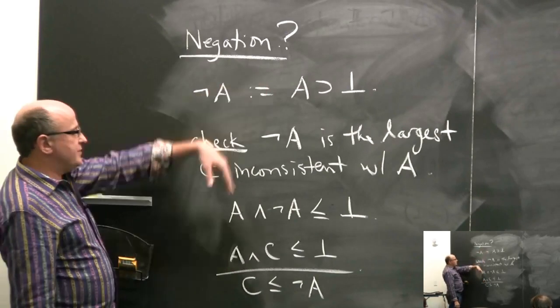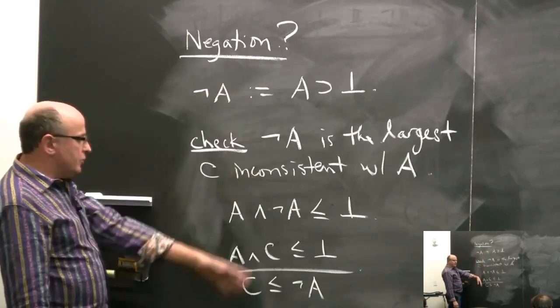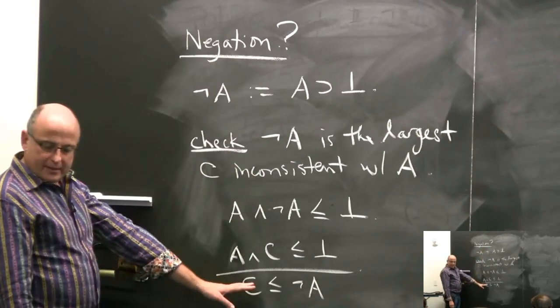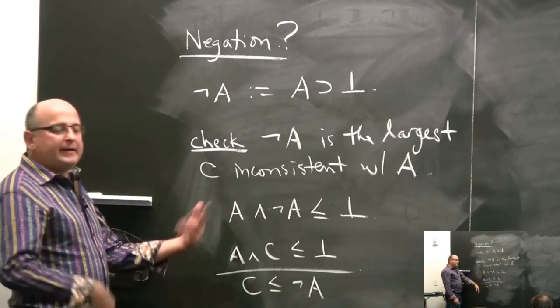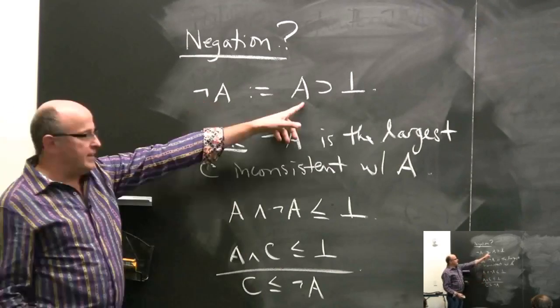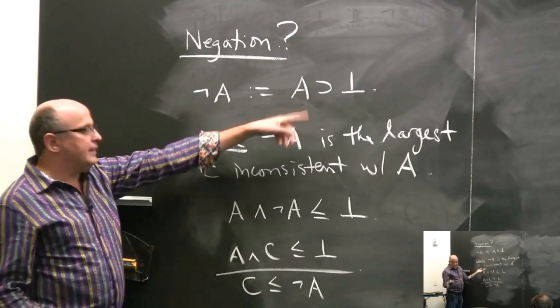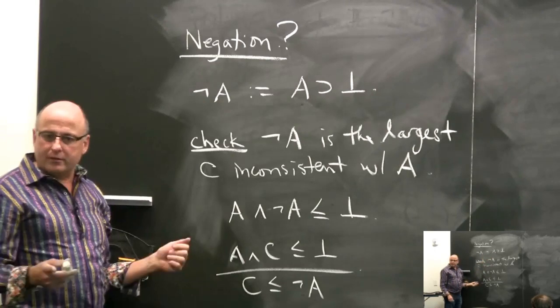I could have said I'm going to have a not A, and not A is going to be given by rules, which give us that it's the largest thing inconsistent with A, but I didn't need to do that because by defining it to be the exponential, I get that property.